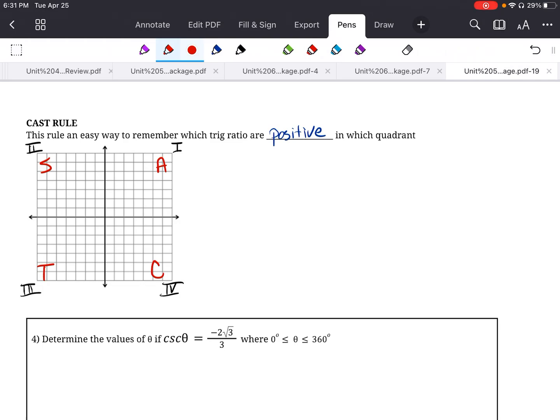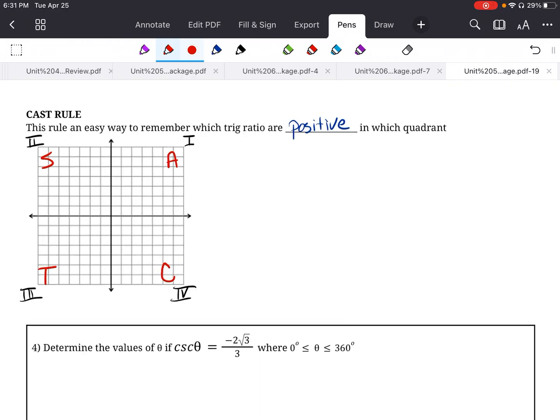In quadrant 2, only sine ratios will be positive. In quadrant 3, only tan ratios will be positive, and in quadrant 4, only cos ratios will be positive. And I'll show you why that is.